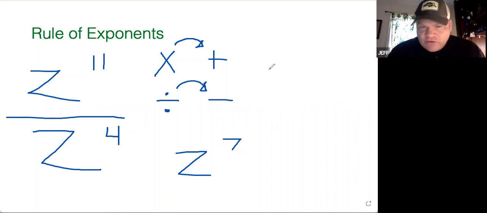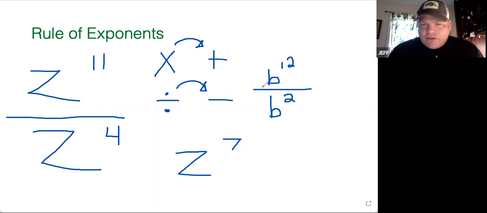So if they gave us, let's change our variable just for the heck of it, B to the 12th. B12, that's a good vitamin, right? Over B to the 2nd, this line right here is our hint. 12 minus 2, the answer would be B to the 10th.